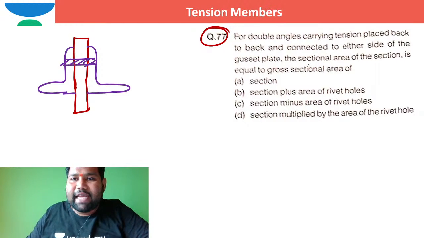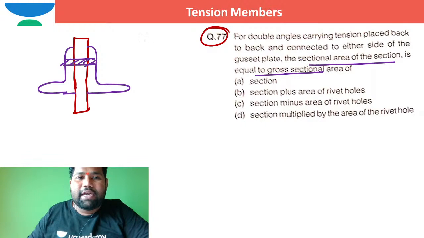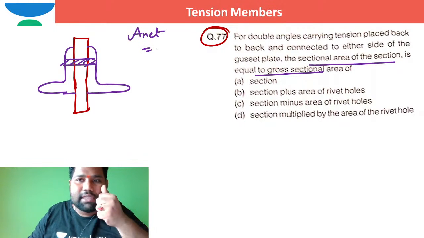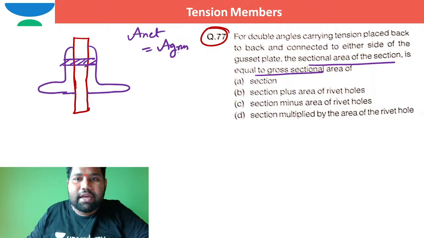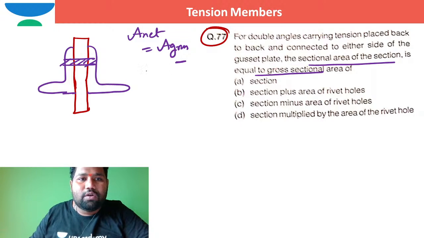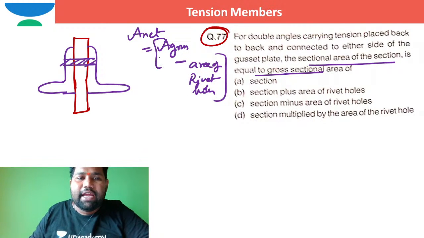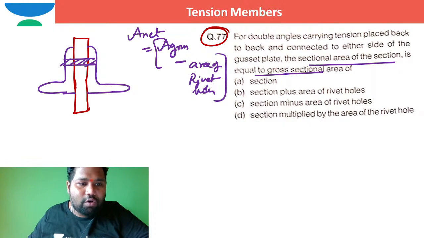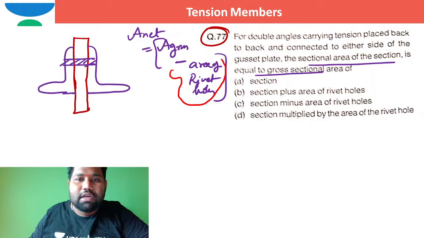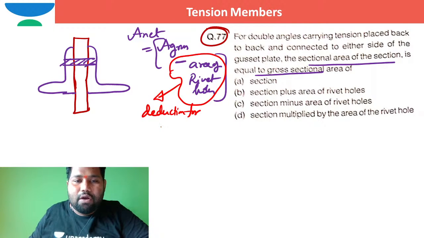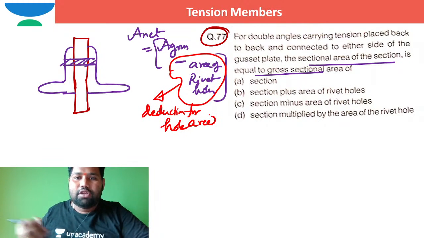The net sectional area of the section is equal to... So what is the net area of the section? Net area of the section is the gross cross-sectional area, A gross, minus the area of the rivet holes, right? Minus area of holes, or area of rivet holes. This is how generally we can write the net area. Net area is gross area minus the deduction for rivet holes, the area of rivet holes, which is nothing but the deduction for holes.